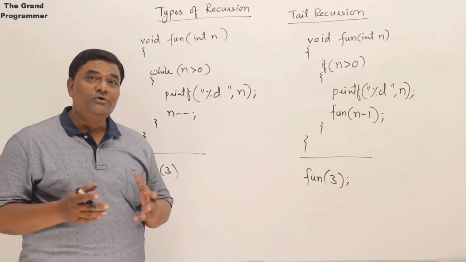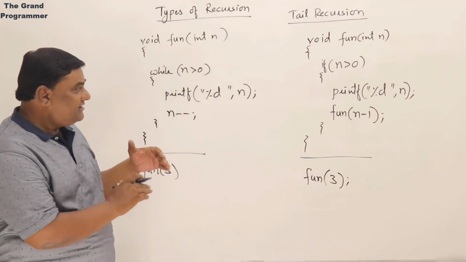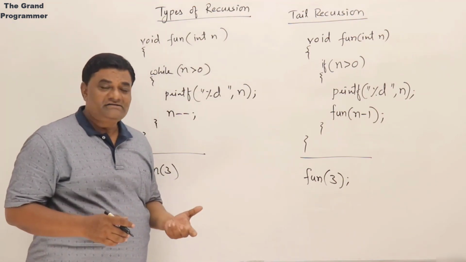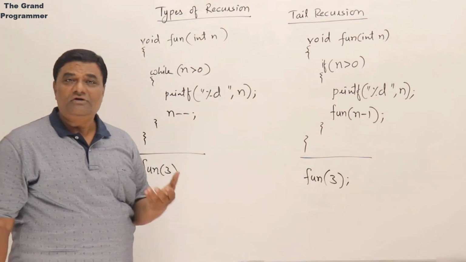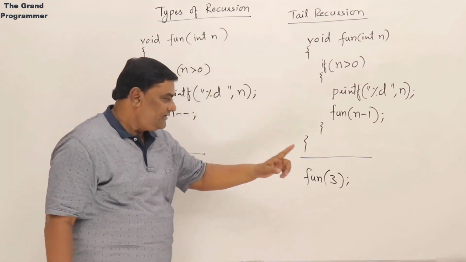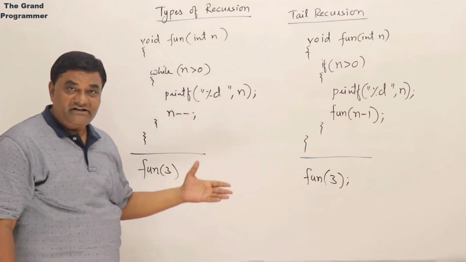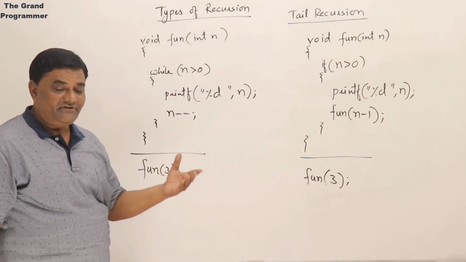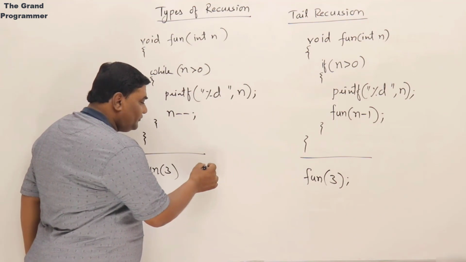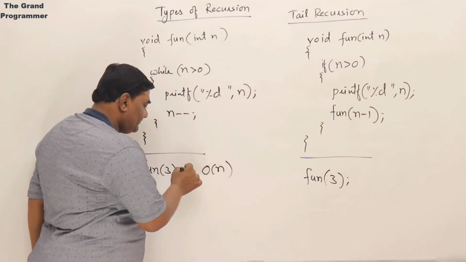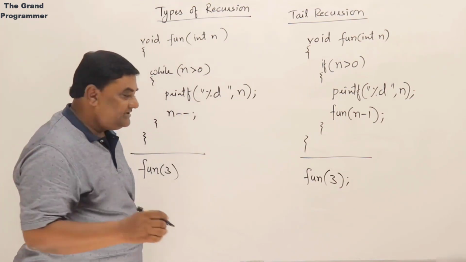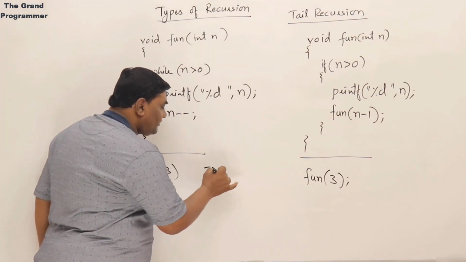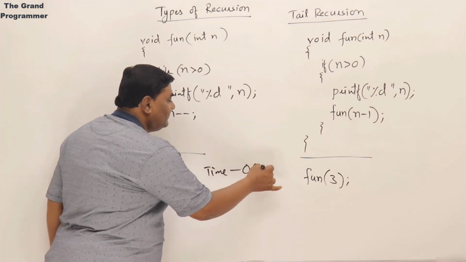Now let us decide which is efficient. In terms of time, this is printing 3 values and this will also print 3 values. So the amount of time spent is the same. Whatever the value of n is given, if it is 3, then it is 3; if it is 5, then it is 5. So the time taken by both of them is the same, order of n.